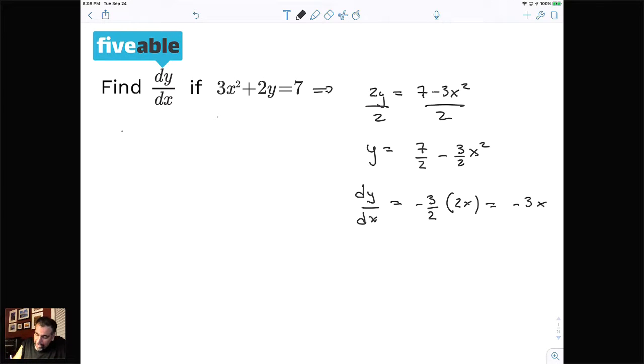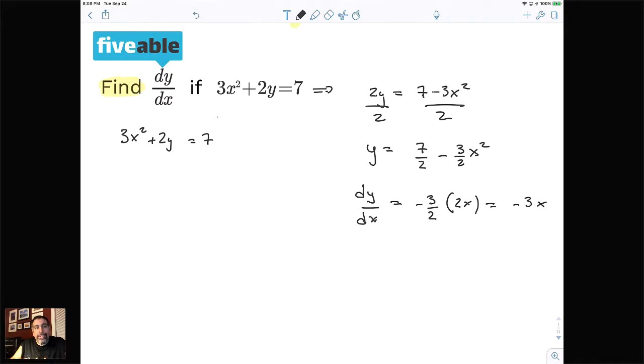Because if we just tackle it as 3x squared plus 2y equals 7, and we keep in mind that the word in the directions here is to find. And I want my students to think find means solve. So we need an equation we can solve for a dy over dx. And right now, there's no dy over dx in this problem.